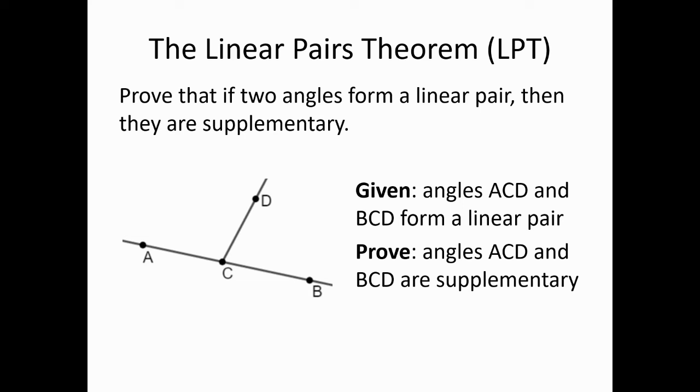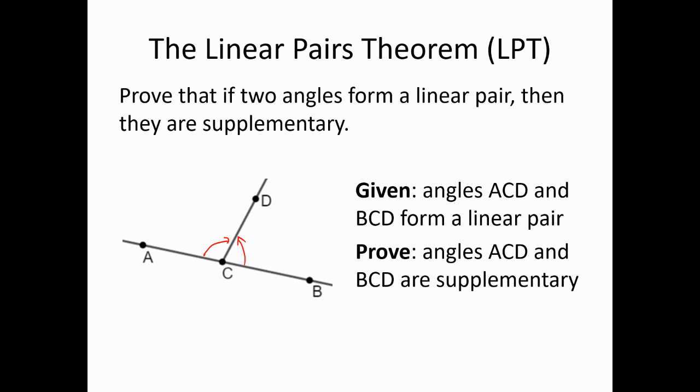So notice that in the diagram, we do have a linear pair. That is the angle ACD and the angle BCD. I'll help you see those. So ACD and BCD. That's our linear pair, and we wish to prove that those two angles are supplementary to one another. Now, what does it mean to actually prove this? And we'll do this together in just a moment.